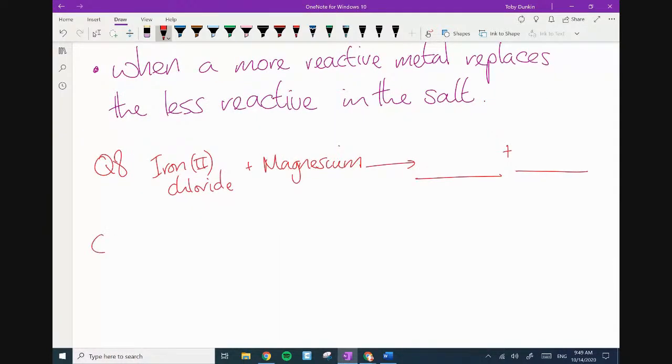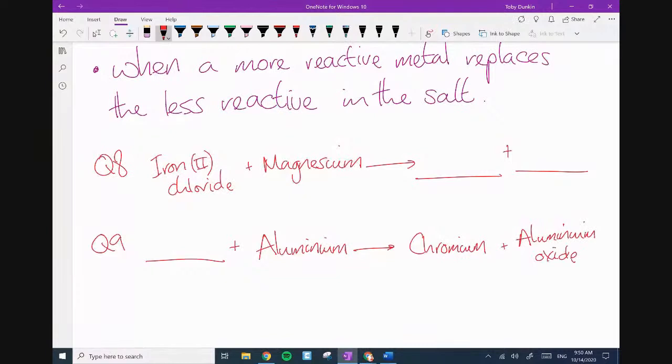Question number nine. Let's do blank plus aluminium. I'm mixing it up here. Blank plus aluminium forms chromium and aluminium oxide. What was the original guy? What's the blank?